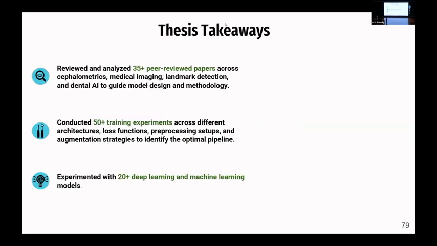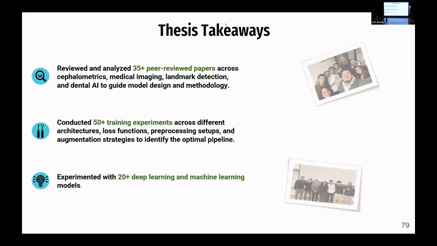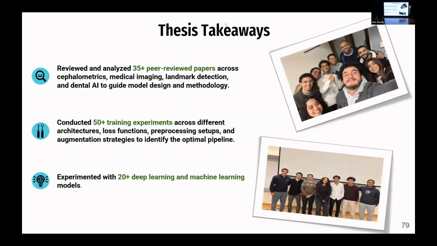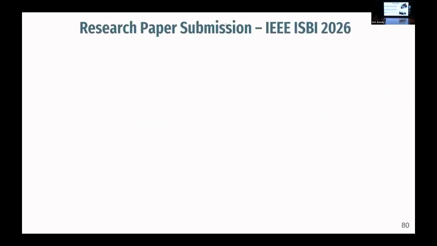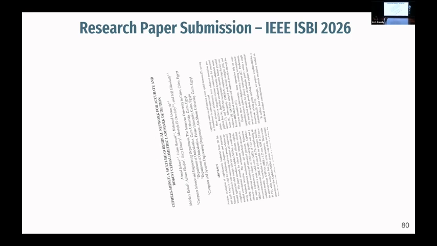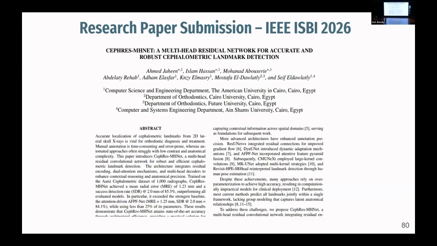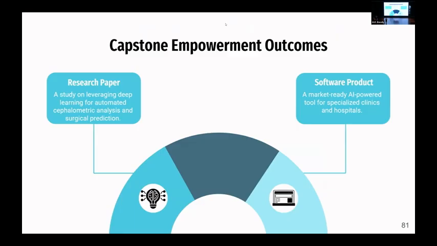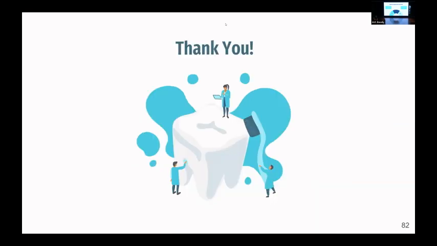And then for the thesis takeaways, we have reviewed and analyzed more than 35 peer-reviewed papers, we have conducted 50 plus training experiments, and we have experimented with 20 plus deep learning and machine learning models. And last but not least, we have submitted our research paper to the IEEE ISBI conference, and we're waiting for the results. And for the empowerment outcomes, we have submitted our research paper, and now we have the product. Thank you so much.